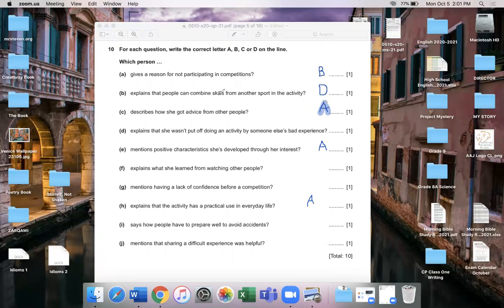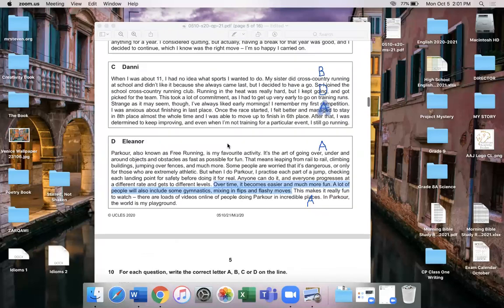All right, letter D. And then letter C, I would agree. Letter D down here explains that she wasn't put off doing an activity by someone else's bad experience. Okay, so this person is a she. In my mind, I thought of C, Danny.